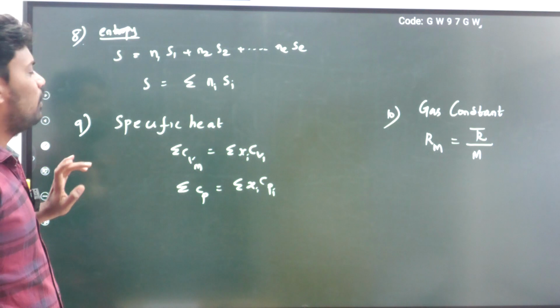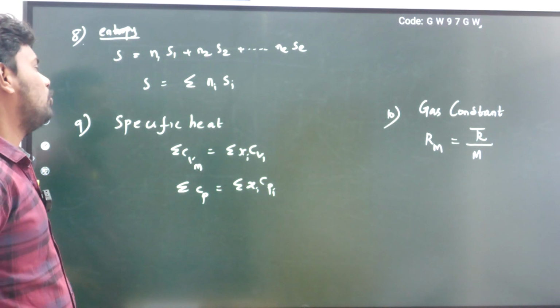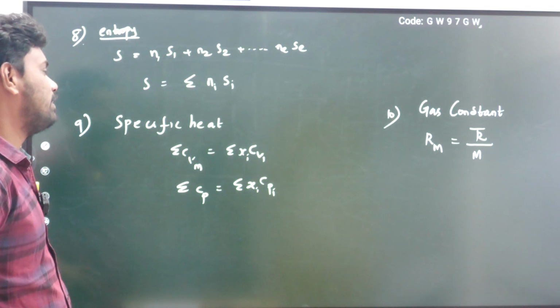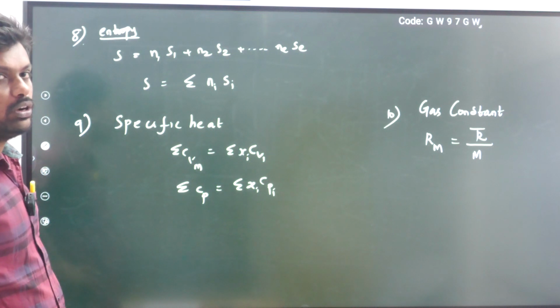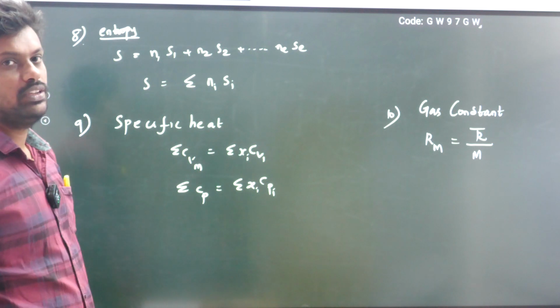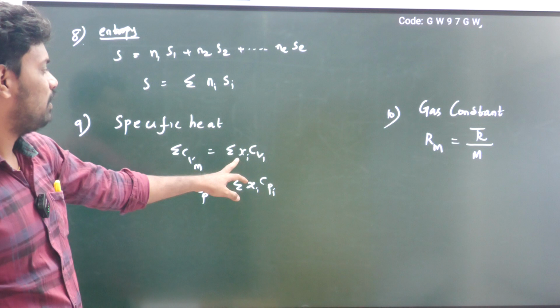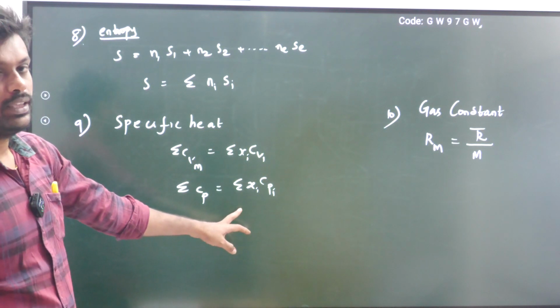Next, entropy. In entropy we have to consider the number of moles also, so entropy is equal to N1 into S1 plus N2 into S2 plus Ne into Se. So it is the summation of the number of moles and the entropy of the system. Next, specific heat. There are two specific heats, at constant pressure and constant volume. This is the constant volume specific heat formula. This is the constant pressure specific heat formula for a gas mixture.